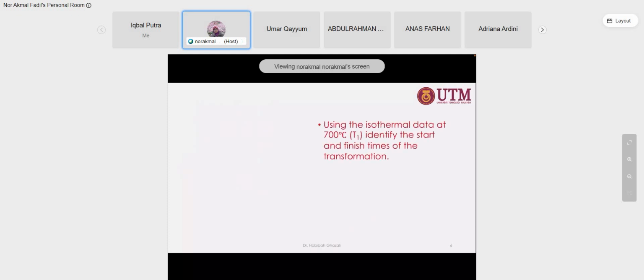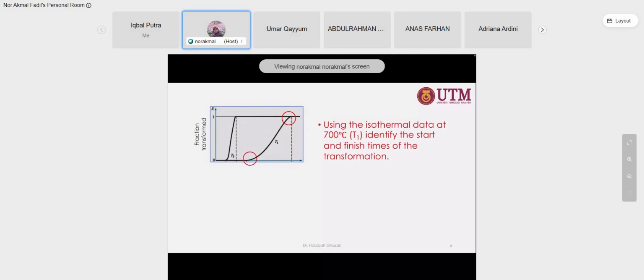Okay, using the isothermal data at 700 degrees Celsius, which is the first temperature, identify the start and the finish times of the isothermal transformation. Right? So this is temperature 1. Okay, the first and the last. This is what the steel maker will produce, the data.